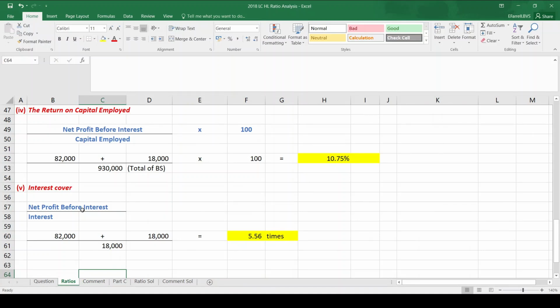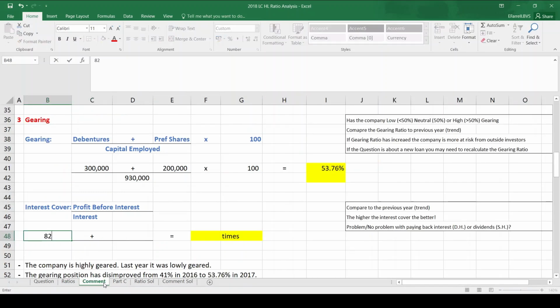And again, interest cover, we actually have this done in part A. So again, if you are in the exam, you wouldn't have to do it again, but we won't always have it done in part A. For sake of the video, I'm going to do it again. So it's just going to be 82. That's the profit after interest. So before interest is 82 plus 18 over 18. So 82 plus 18 over 18.